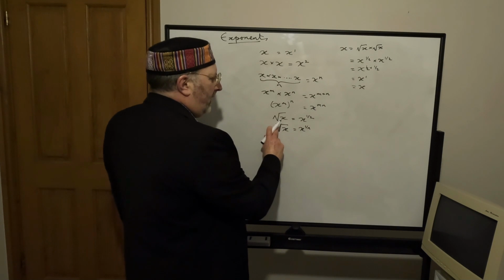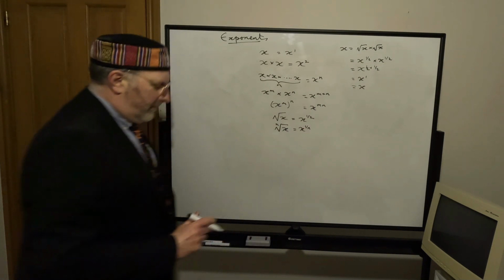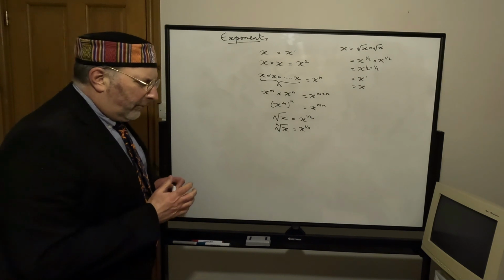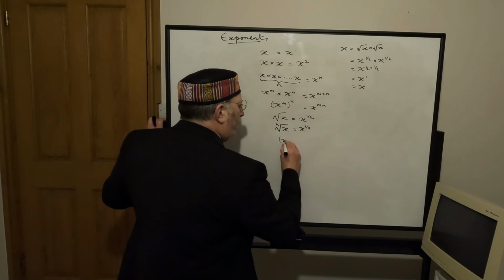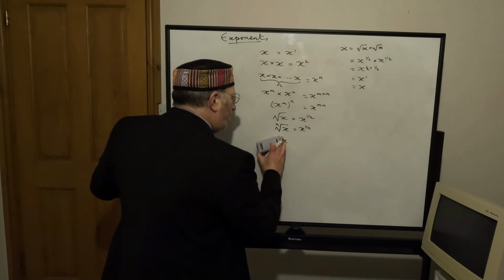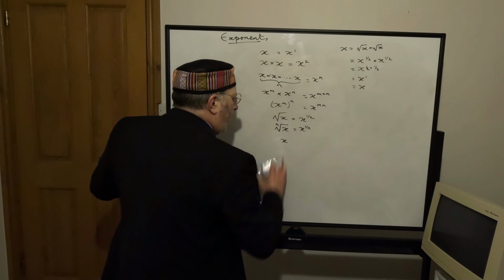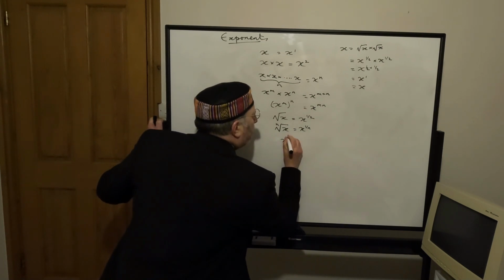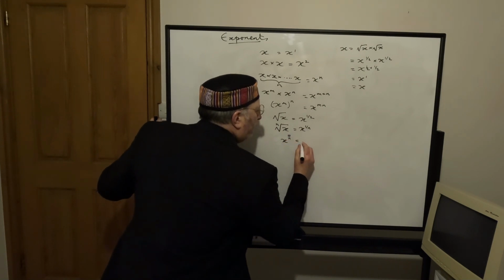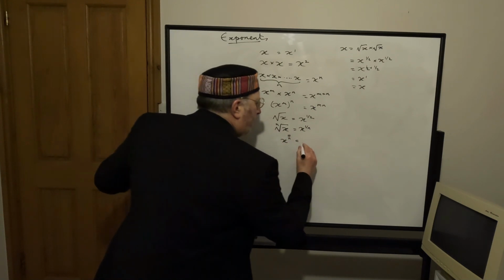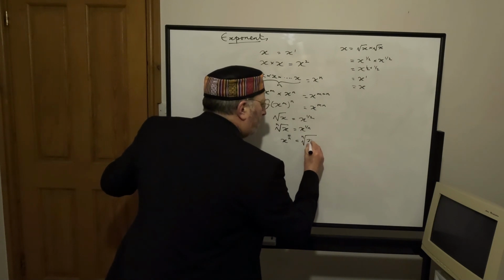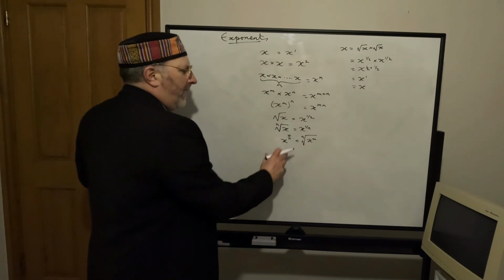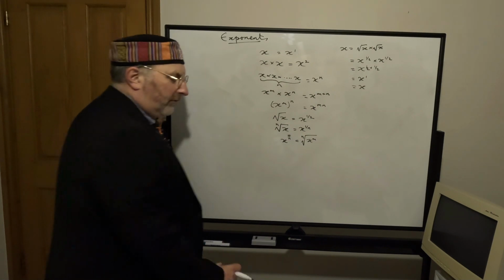So if it were the cube root, then it would be 3. This would be x to the 1/3, and so on. And then in general, if we've got something that is written as x to the m over n, the n on the bottom here means we've got the nth root, and the m on the top here means we've got just x to the m. So x to the m over n is the nth root of x to the m.